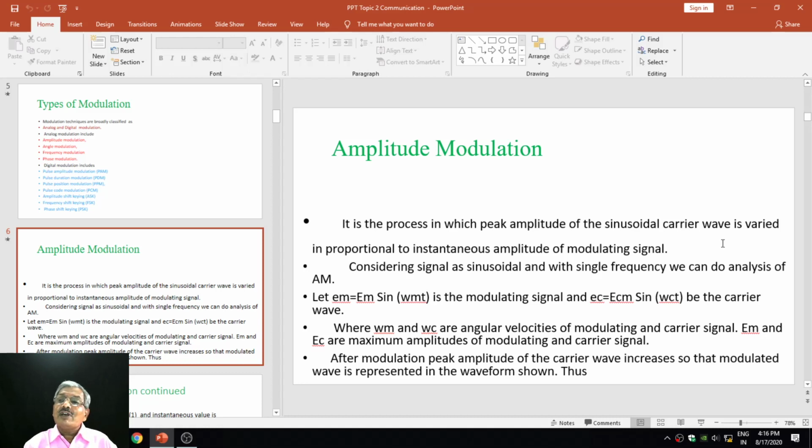Here we are superimposing the signal to be transmitted as per its change of amplitude. We are changing the amplitude of the carrier wave. This process is known as modulation, especially amplitude modulation.